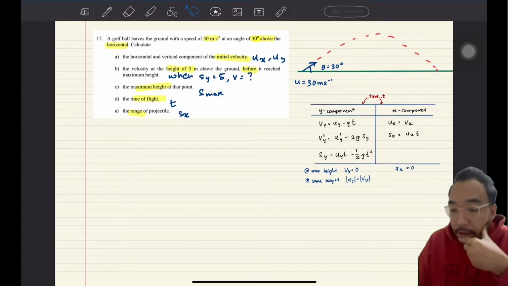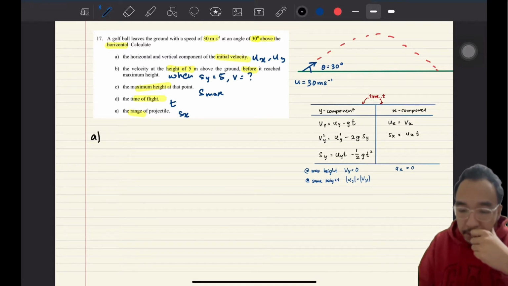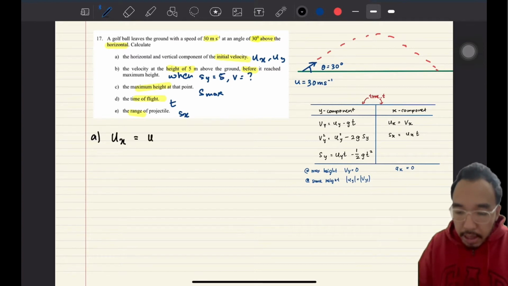Okay, so we have the x component and the y component. First thing first, this is the straightforward question A. You are given u equals 30 meters per second. If you want to find the horizontal and vertical components, basically you just want to find ux and uy. So ux equals u cos theta and uy equals u sin theta.